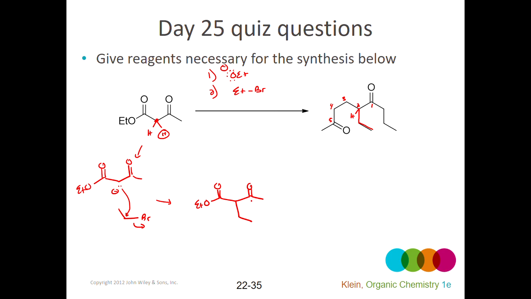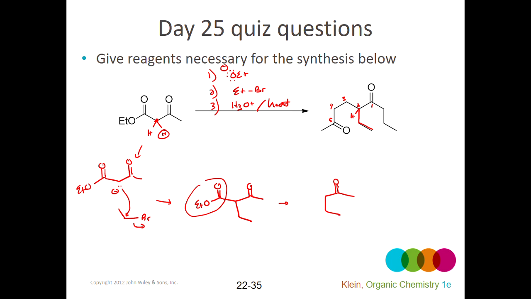So then the next thing I want to do here is to get rid of this because it's not there in the end. So we'll do the same thing we did in the last example. H3O plus and heat. That'll cleave the ester and make this into a carboxylic acid and decarboxylate it through that mechanism we saw. And so that should produce this.